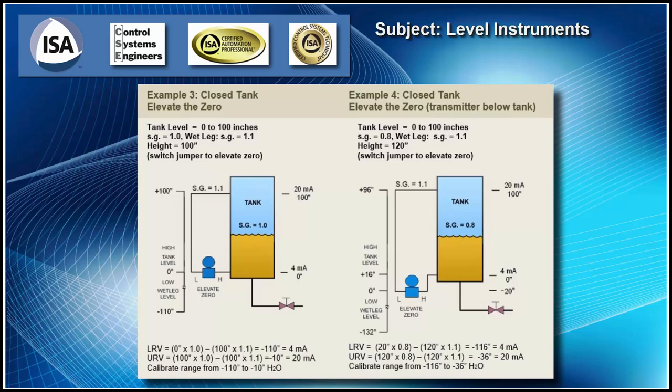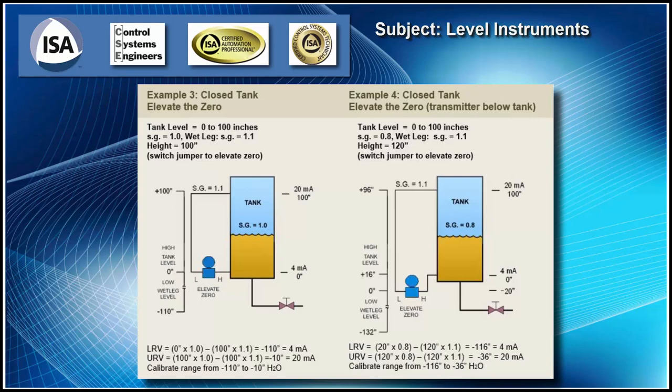Now, when we fill up the tank, we just do our calculation. Keep it simple. Upper range value is 120 inches times 0.8, the specific gravity of the process fluid, minus 120 inches on the wet leg times the specific gravity of 1.1, equals minus 36 inches. And that would be 100% or 20 milliamps, and that's your upper range value. So again, the transmitter is calibrated from minus 116 inches to minus 36 inches H2O.